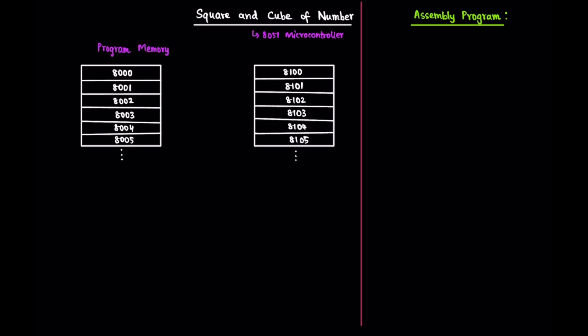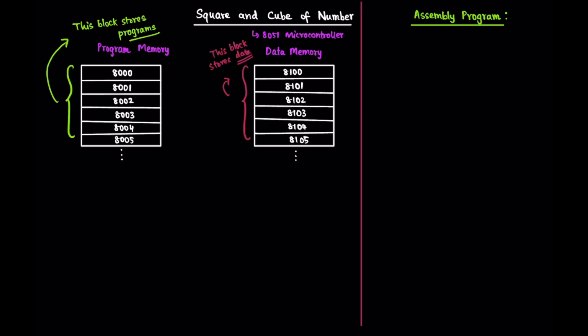Meaning whatever we are giving instructions to the 8051 microcontroller, that instructions are going to be stored in this block. So this block can be called as the program memory. And the another block which you can see on the right is the data memory, because in this block we are going to be performing the actual thing which we want, the square of a number and the cube of a number.